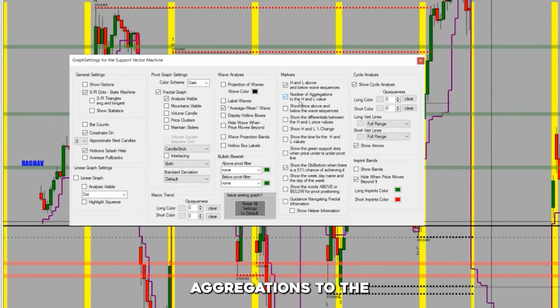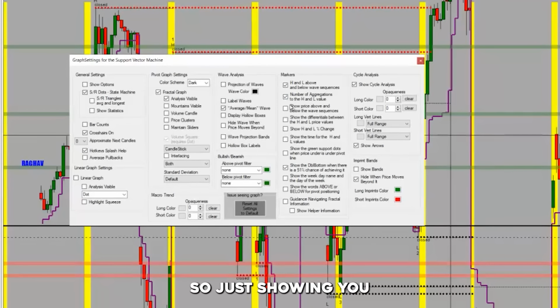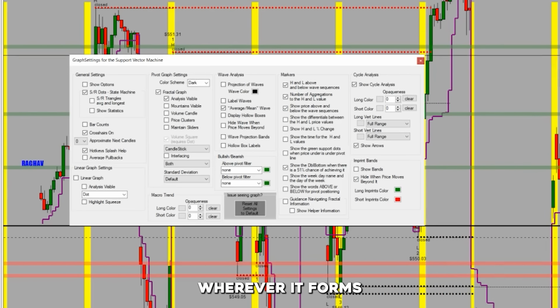Number of aggregations to the H and L value. You see it right here, it's forming L2. And show price above and below the wave sequence. Wherever it forms the high, it shows you the price of the H1 or H2. For example, H1 right here, then we saw the reversal. So for the cycle, the high was 55.70. Does that make sense? That makes sense.